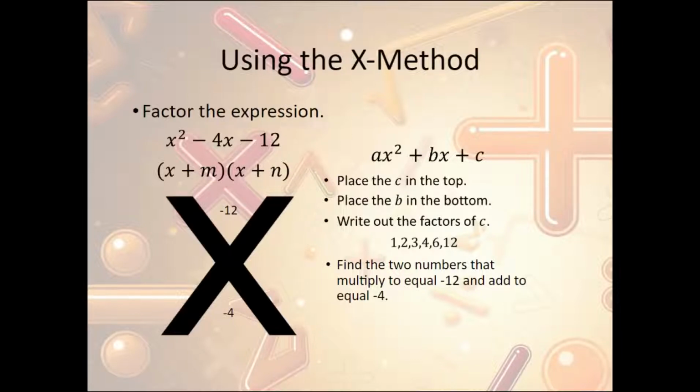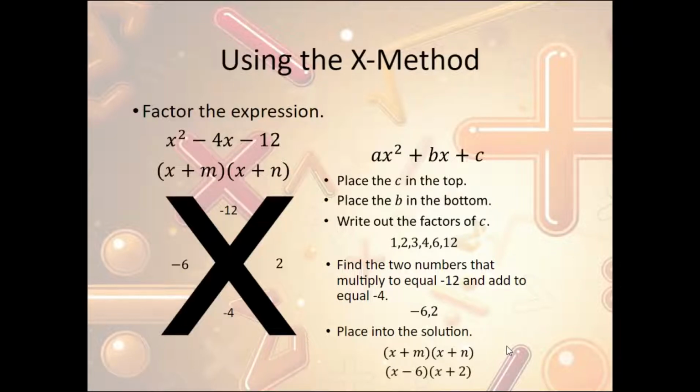So one of these has got to get me close to 4. So if I do this, I have 2 and 6 are 4 away from each other. So I just need to make sure that when I add them, the bigger number is negative so that it stays negative. So I'm going to make this negative 6 and positive 2. When I multiply those together, I get negative 12. When I add them together, I get negative 4. So I go ahead and add those to my x. Then I place them into the solution. So I start with x plus m times x plus n. And then I'm going to plug negative 6 in for one of them and 2 in for the other one. And I get x minus 6 times x plus 2.